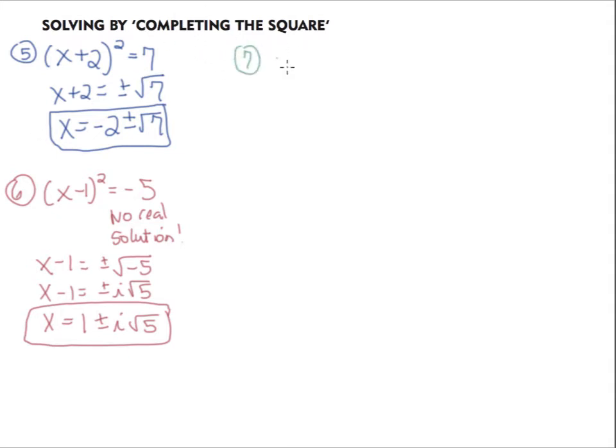So let's do example 7. We're going to have to rewrite this equation into complete the square form. So the first thing you have to do is get the x terms on the side by themselves. So I'm going to subtract 1 from each side. Then I'm going to set up blanks.